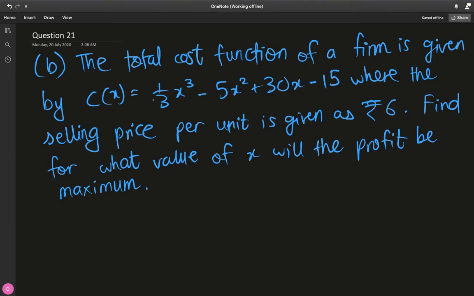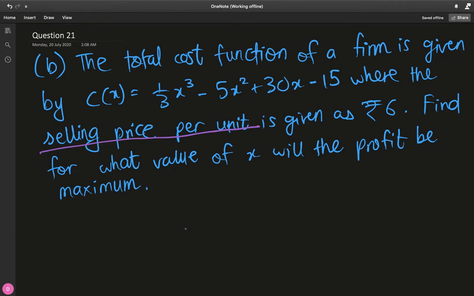So moving on to question 21, optional subpart B, which says the total cost function of a firm is given by C of x is equal to 1/3 x cubed minus 5x squared plus 30x minus 15, where the selling price per unit is given as rupees 16. Find for what value of x will the profit be maximum.